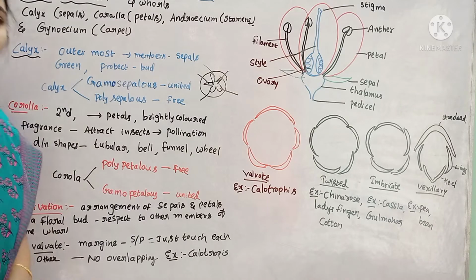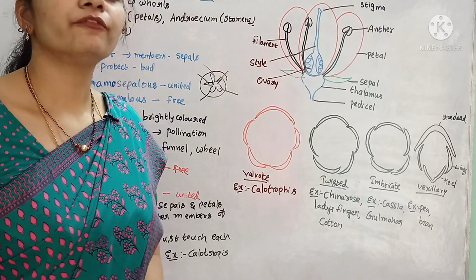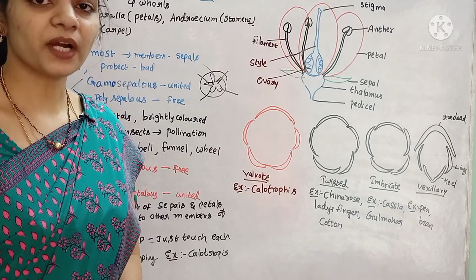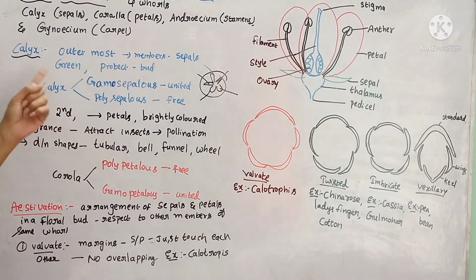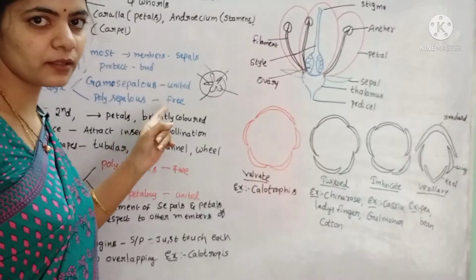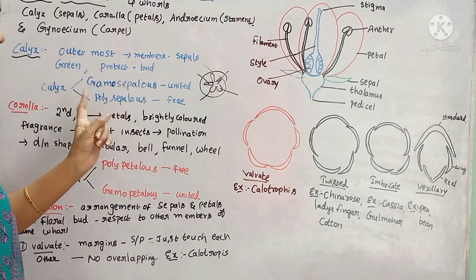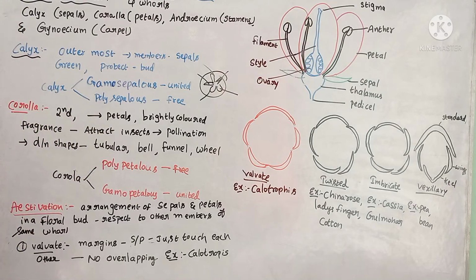structures. And the function of the calyx is that it protects the flower when it is in the bud stage. When the flower is in the bud stage, the inner parts of the flower are protected by these leaf-like structures called calyx. And the calyx is of two types depending upon whether they are united or free. If they are united, they are called gamosepalous, and if they are free, they are called polysepalous. This is about the calyx.